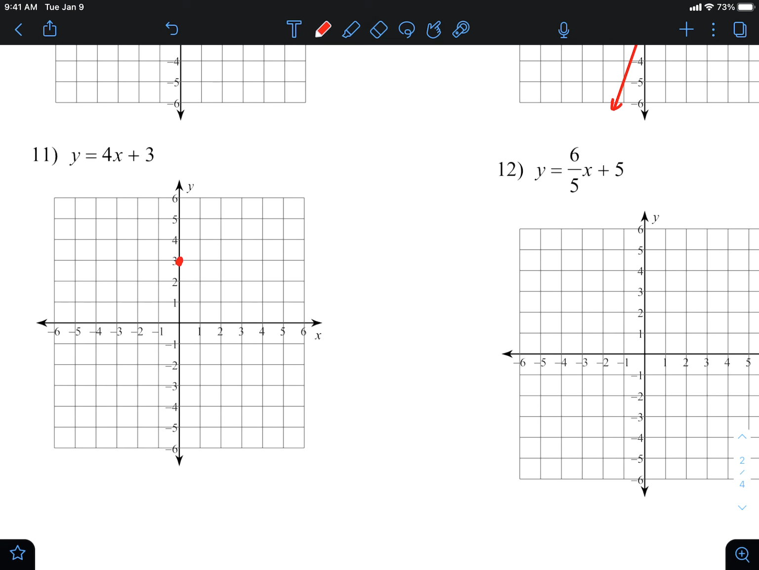So we don't actually have enough room to do that here. We know going across 1, we need to go up 4, but we don't have enough room to do that. So we're going to say going to the left 1, we go down 4. Going to the left 1, we go down 4. And that's enough points.